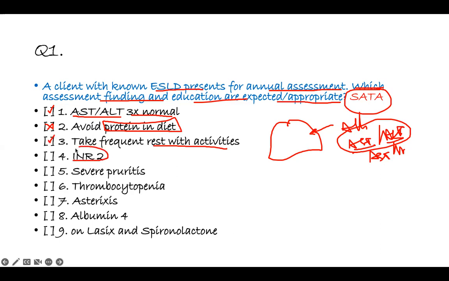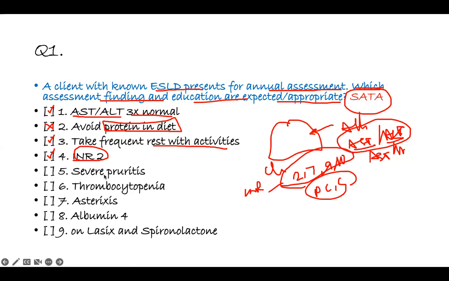INR of 2. The liver cannot make clotting factors, which are 2, 7, 9, and 10, and other proteins like protein C and S. These are all made by the liver. But these 4 are what can affect your INR. So you expect a patient with end-stage liver disease to have an INR of 2.